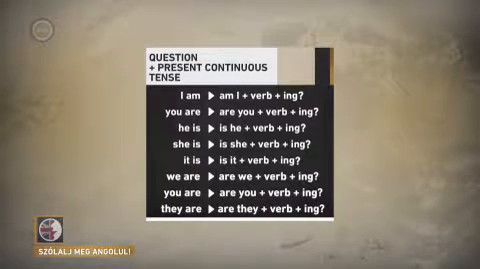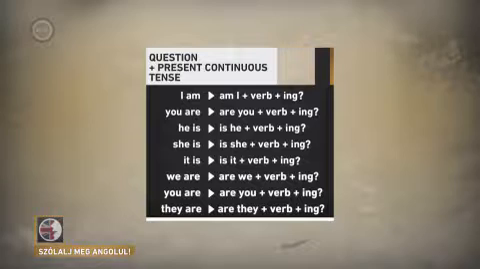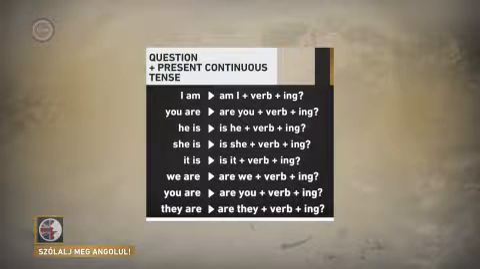What about the rest of them? Let's hear them. Okay, take a deep breath, and let's do this. I am ing becomes am I ing. You are ing becomes are you ing. He is ing becomes is he ing. She is ing becomes is she ing. It is ing becomes is it ing.